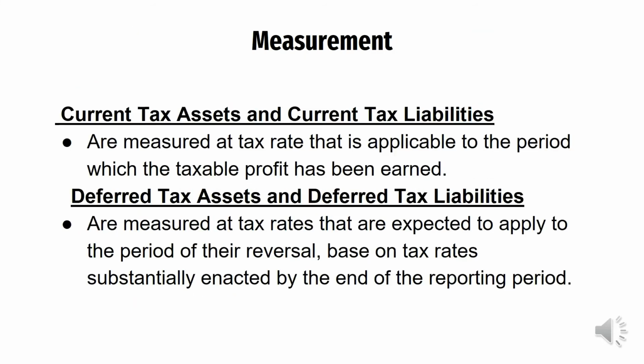Current tax assets and current tax liabilities are measured at tax rate that is applicable to the period in which the taxable profit has been earned. Deferred tax assets and deferred tax liabilities are measured at tax rates that are expected to apply to the period of their reversal based on tax rates substantially enacted by the end of the reporting period.